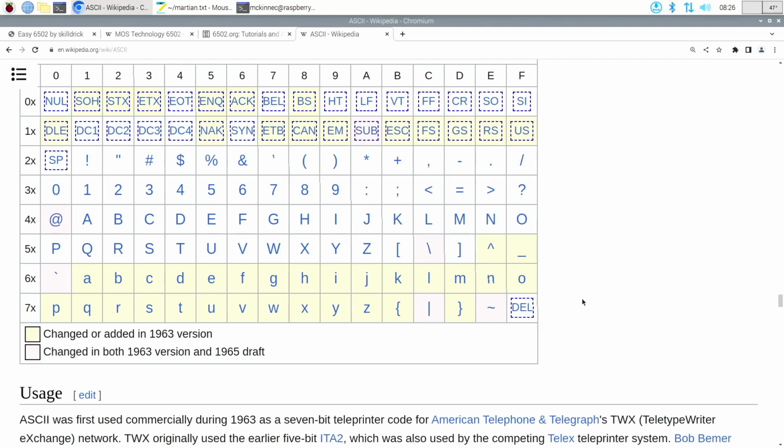All right, so great. We've got uppercase, lowercase, all the digits, and plenty of punctuation. Do we need anything else?